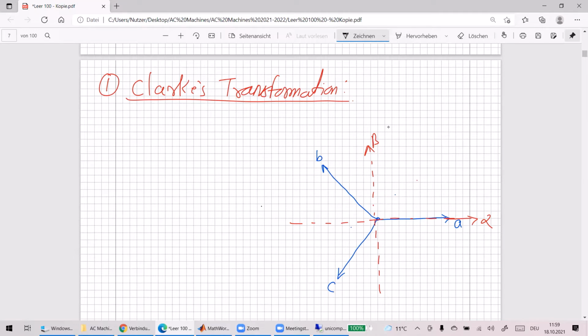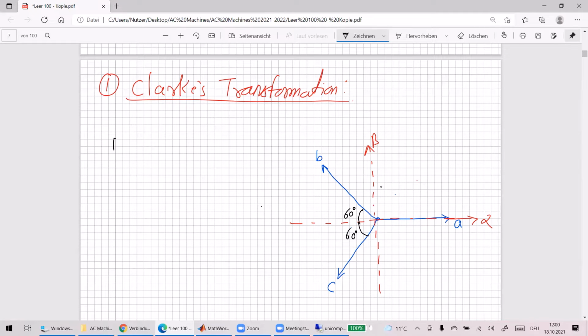So the alpha axis is aligned with the A axis. You should know this. And the beta axis is perpendicular to the A axis. So you want to find the component of the quantities along the alpha axis and along the beta axis. We just have to resolve the vector. It's pretty simple. This you already know is 60 degrees, and this also is 60 degrees.